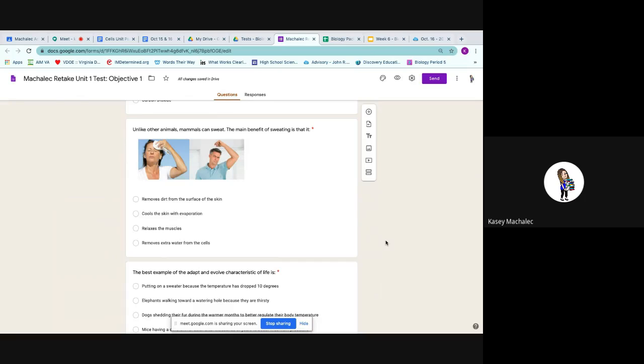Think about, where on your body do you find sweat? Is it on the inside or is it on top of your skin? And then think about the purpose of sweating.